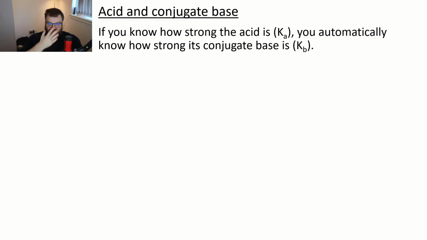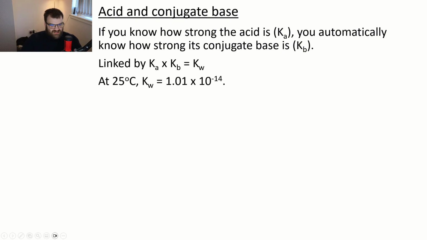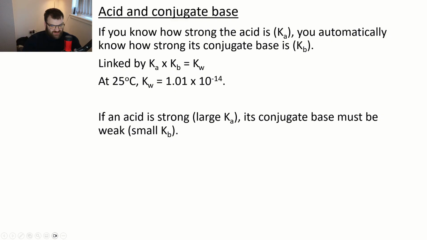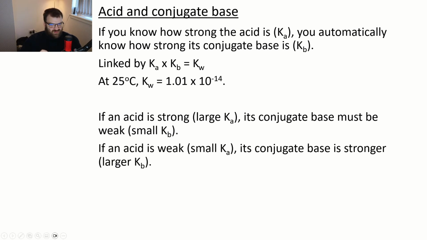If we are given the value of Ka, we can work out how strong the conjugate base would need to be. The Ka times the Kb would equal the ionic product, the Kw. At 25 degrees, the ionic product is 1.01 times 10 to the power of minus 14. If you have a stronger acid, you're going to have a large Ka. That means you must have a small Kb. Otherwise, it would be more basic than acidic. And then the other way around, a very weak acid would have a higher conjugate base value. That means you'd have a larger Kb.